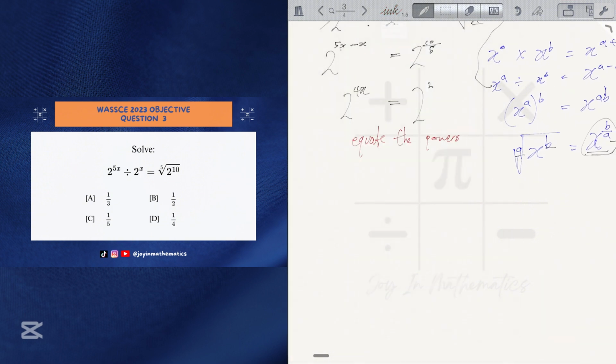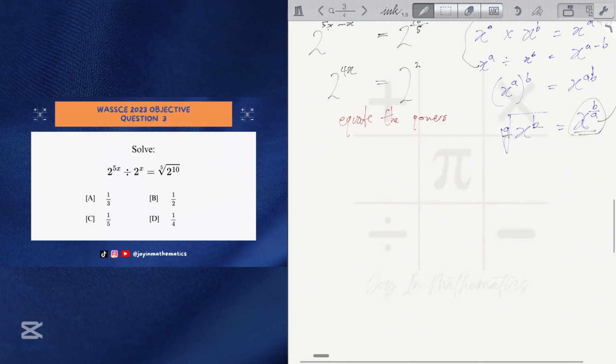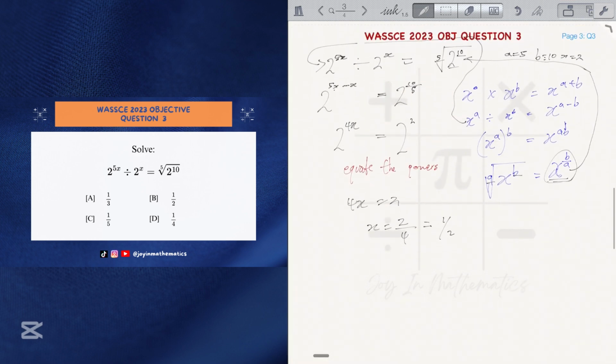So proceeding on, when we equate the powers, we have 4x to be equals to 2. And with that, x will be equals to 2 over 4, and this will be equals to 1 over 2. And 1 over 2 is equivalent to option B. So remember, this is just a question on indices, and we have the laws of indices being applied to it.